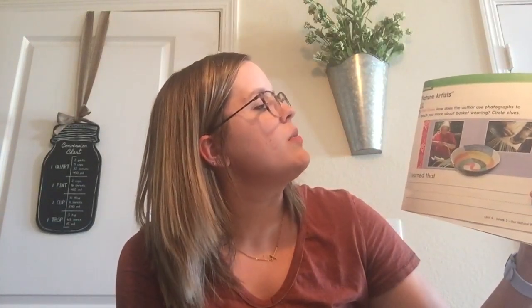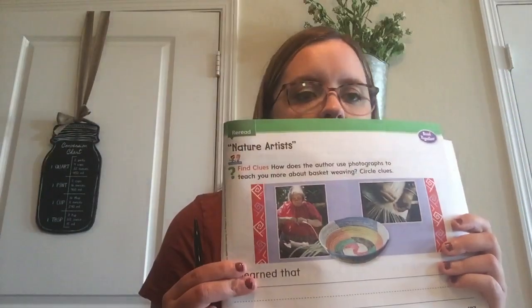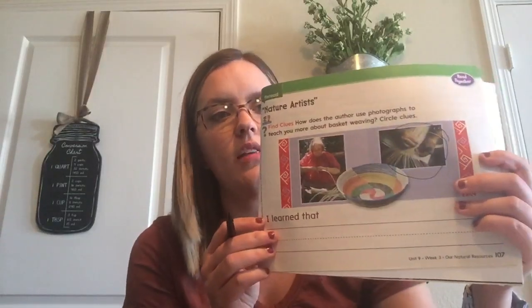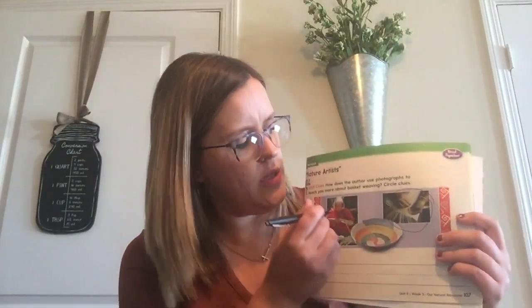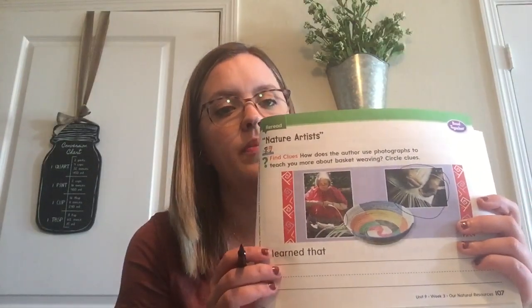All right, how does the author use photographs to teach you more about the basket weaving? Circle the clues. So how do you know how to make a basket? We can look at this picture right here. We can circle that because it's showing us how they weave. We can circle right here because it shows us how she gets the grass and puts it into a pattern to weave it.